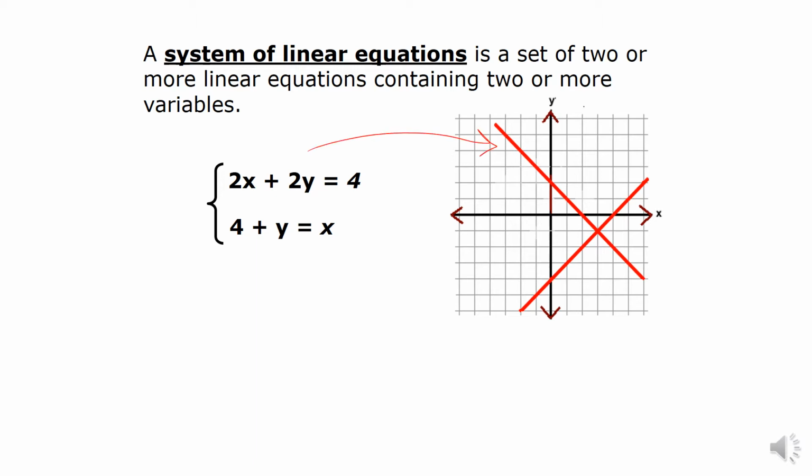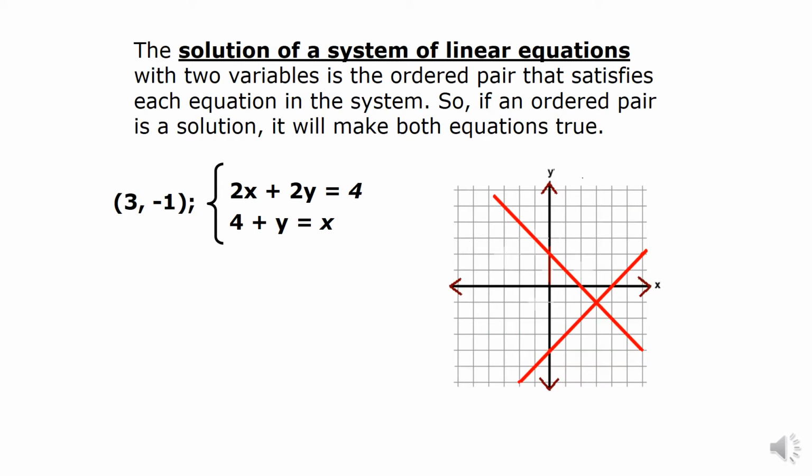This would be this line, this would be this line. Okay, the solution of a system of linear equations with two variables is the ordered pair that satisfies each equation in the system. So if we look at this and we plug it in here, we would get 2 times 3 is 6, 2 times -1 is -2, and it works. Okay, plug it into the second one, 4 plus -1 equals 3, and it works. So this works for both equations, which means it is the solution of this system.